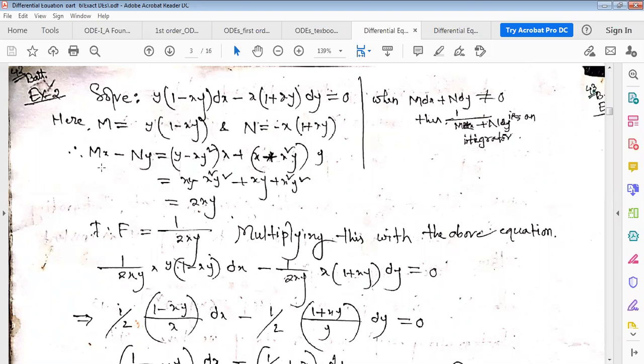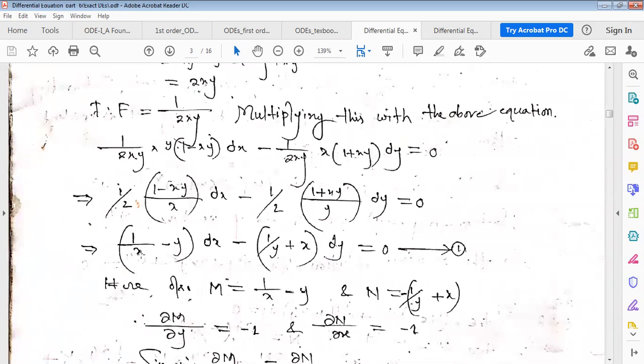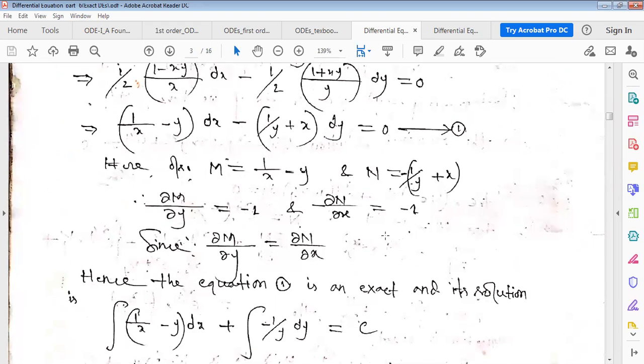Now what will the integrating factor be? 1 divided by (mx minus ny), that is 1 divided by 2xy. Multiplying this with the given differential equation, we get this. Understand everybody? Just multiplying. Then we get, taking 1 by x and x will be 1, this by only y, and 1 by y, the y cancels, only x. Here m equals this and n equals this.